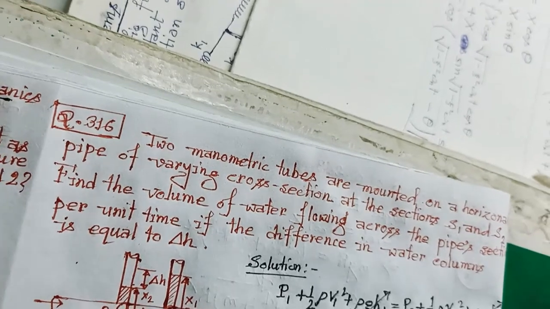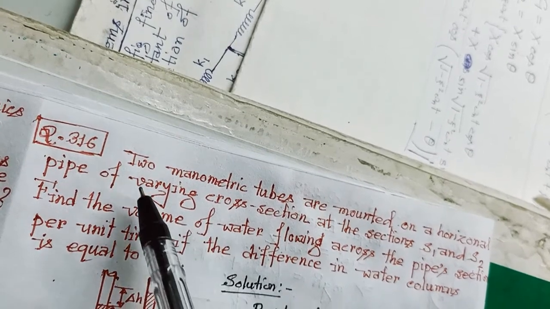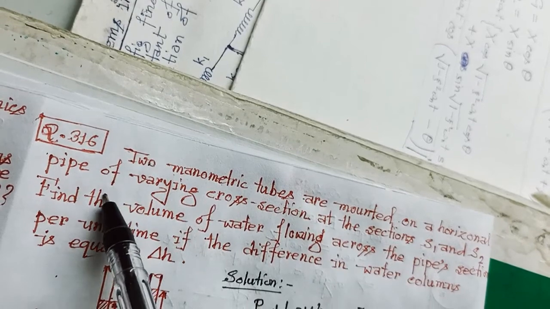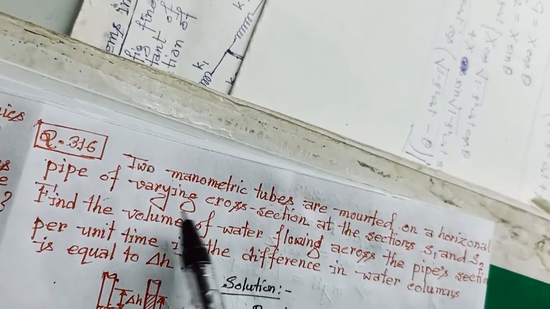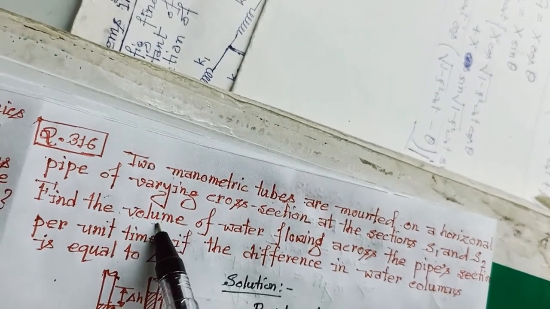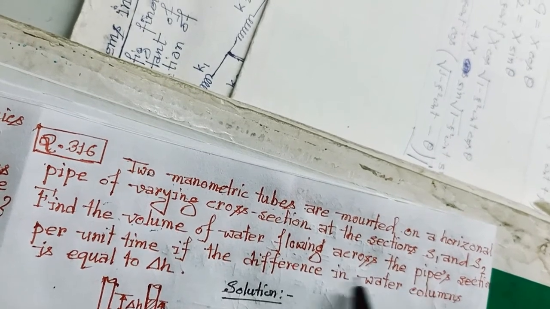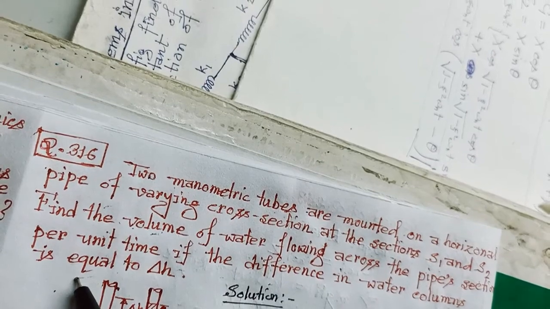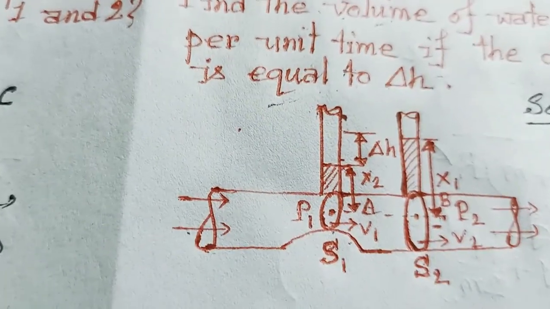We are going to solve question number 316 from Irodov from hydrodynamics or fluid mechanics, and in the question it's given that two manometric tubes are mounted on a horizontal pipe of variable cross section at the sections S1 and S2. Find the volume of water flowing across the pipe section per unit time if the difference in water column is equal to del H. And this is the corresponding figure or diagram for the question.